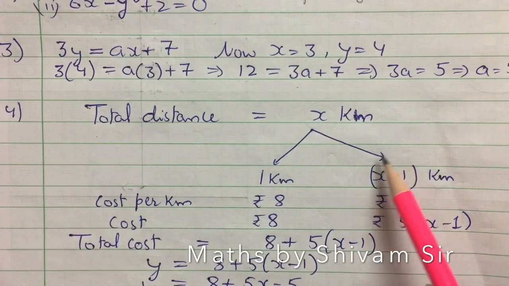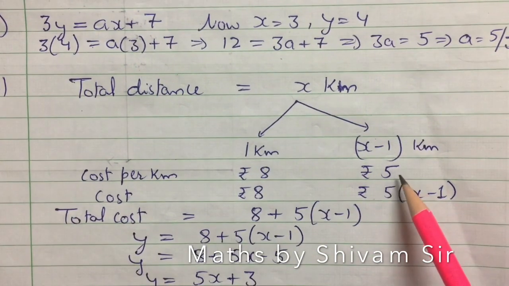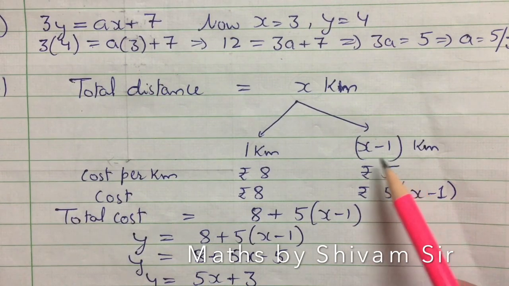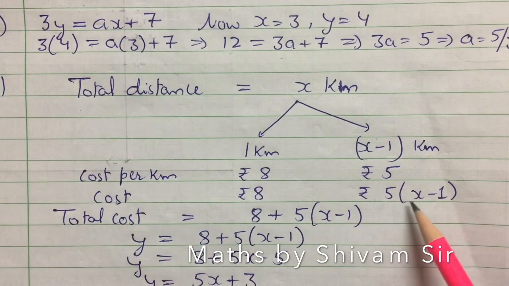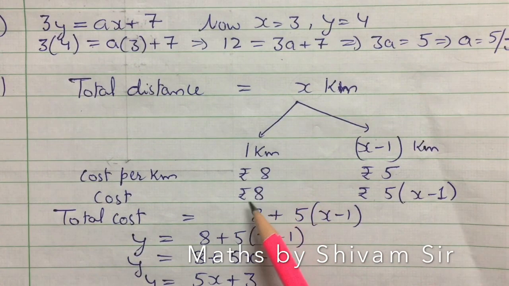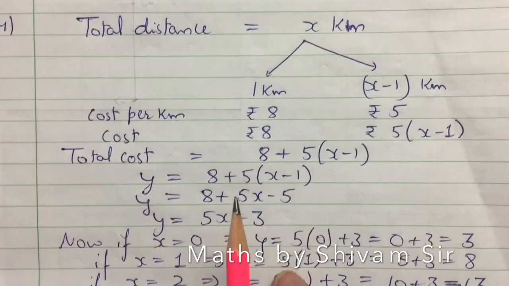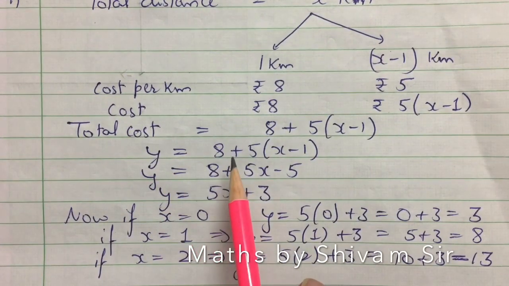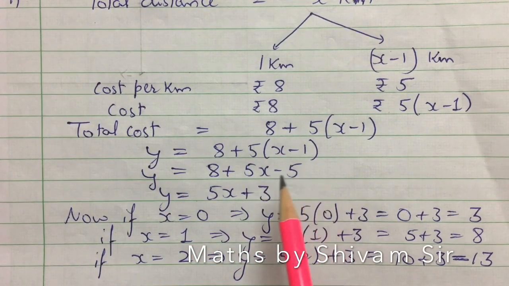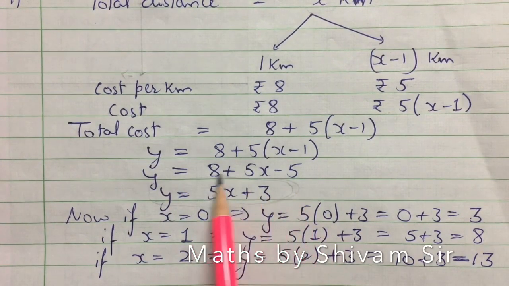So the total charge from this will be 5 multiplied by x minus 1. If 1 kilometer charge is rupees 5, then x minus 1 kilometers charge will be 5 multiplied by x minus 1. And the first kilometer charge is rupees 8. So the total fare will be 8 plus 5 multiplied by x minus 1. This is the total fare, which is y rupees. So y is equal to 8 plus 5 multiplied by x minus 1. On simplification we get this equation. Now find out a minimum of 3 solutions for it.